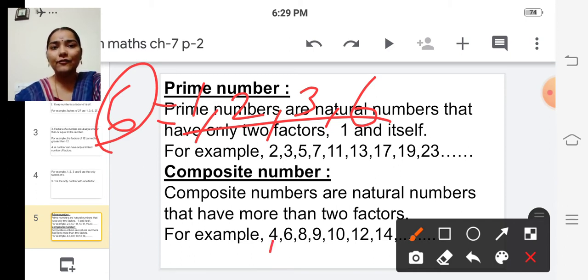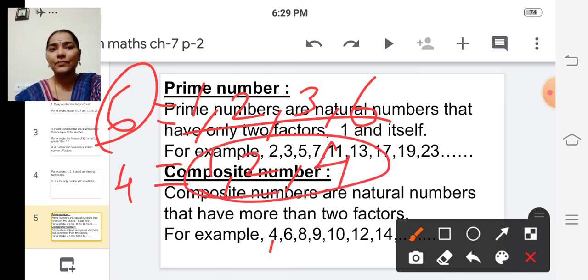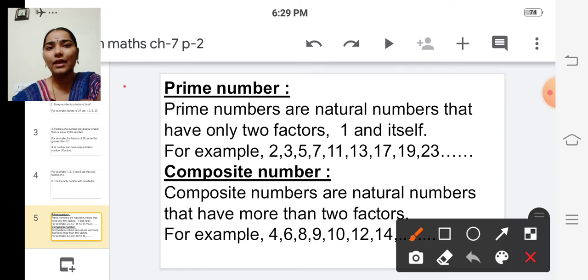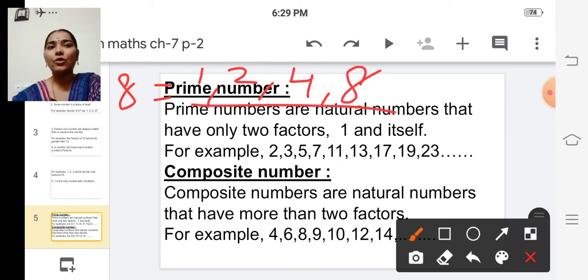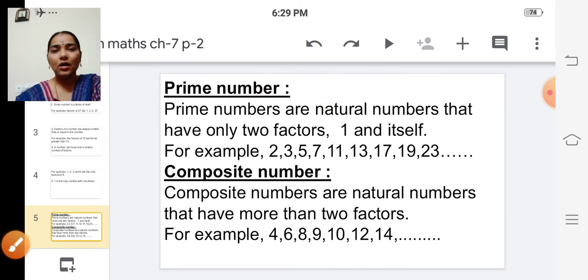So if we take 4, what are the factors of 4? 1, 2, 4, isn't it? So it has three factors, more than two factors. So 8, just now we have seen 8, isn't it? The factors of 8 are 1, 2, 4 and 8. So it has 4 factors, more than 2 factors. So composite numbers are natural numbers that have more than 2 factors.